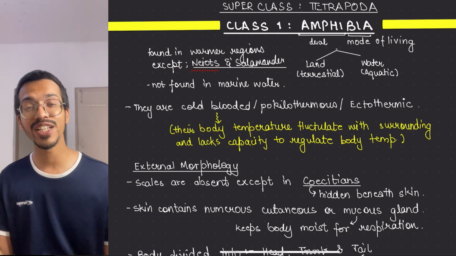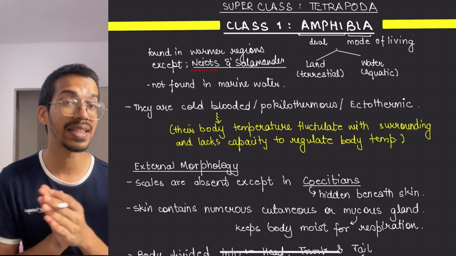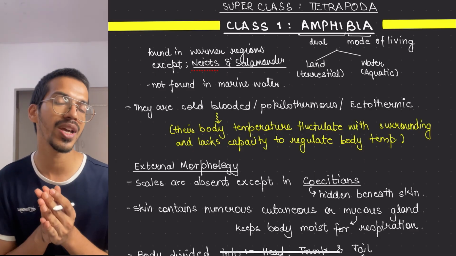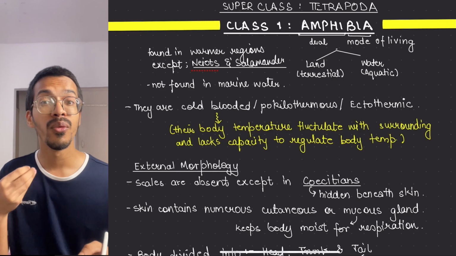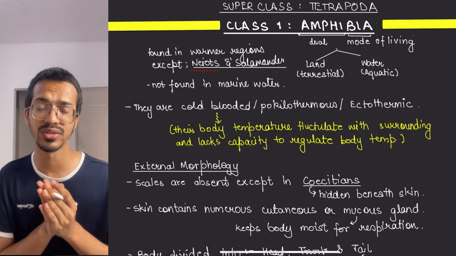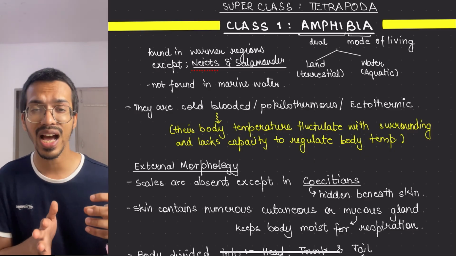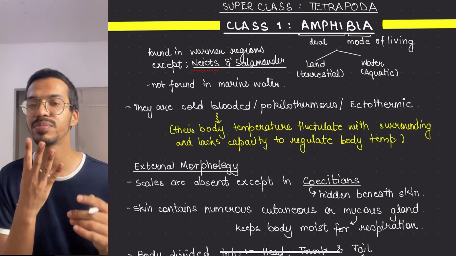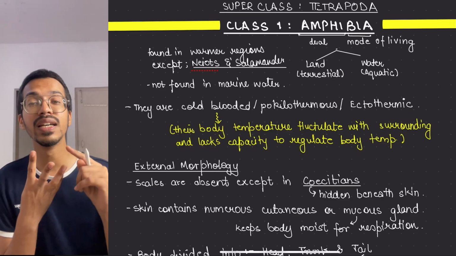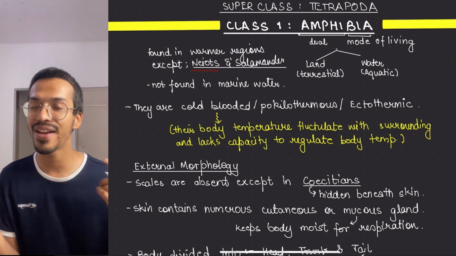Well, in this video, we're going to continue studying the phylum Chordata. Till now, 11th class students, from this chapter, we have completed the vertebrates up to the tetrapod superclass. Now we're going towards the 4 classes that are present: Amphibia, Reptilia, Aves and Mammalia. Starting with the first one, that is Amphibia.